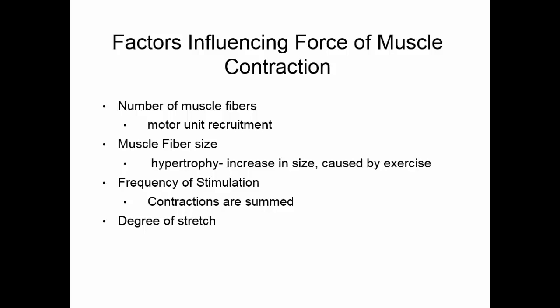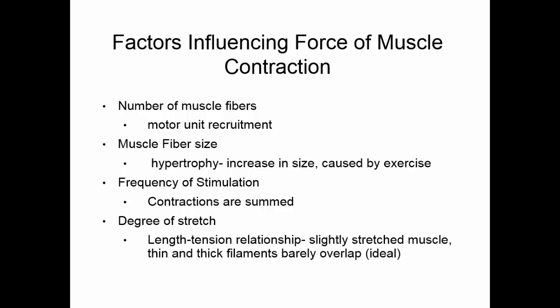And finally, the degree of stretch. There is a length-tension relationship. A slightly stretched muscle will contract more strongly than one that is not slightly stretched. It is ideal to have the thin and thick filaments just barely overlap. That way the myosin heads walk the entire length of the actin molecule, causing the contraction.